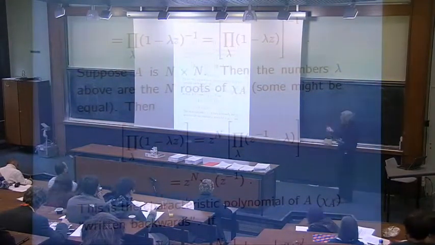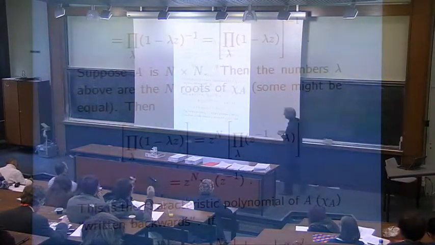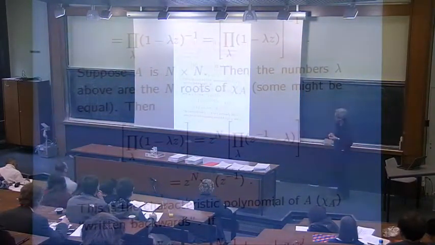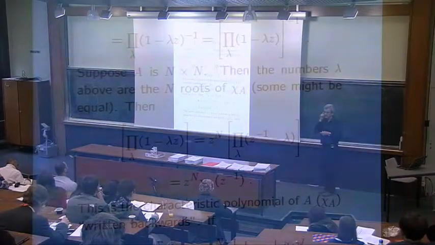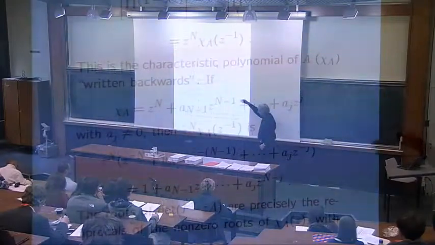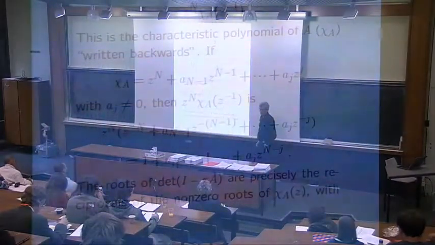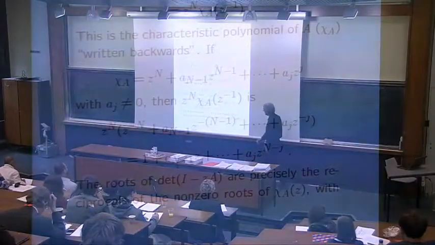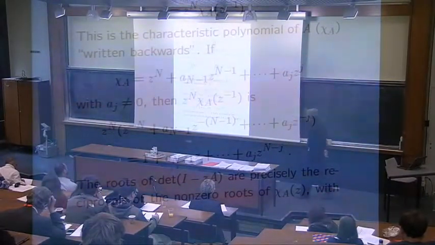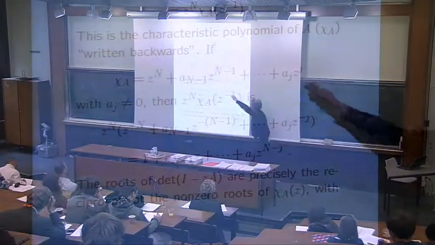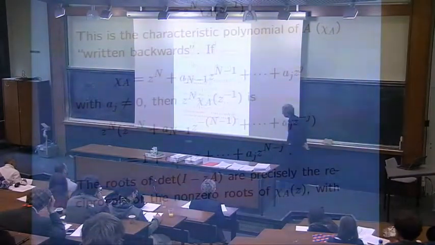If you haven't seen it, let's just see that you can look at this as the characteristic polynomial of the matrix written backwards. Suppose that the characteristic polynomial is z to the n plus some other terms, and let's just chop it off at the last non-zero term. If the characteristic polynomial has 0 as a root, then this last term won't be a naught.